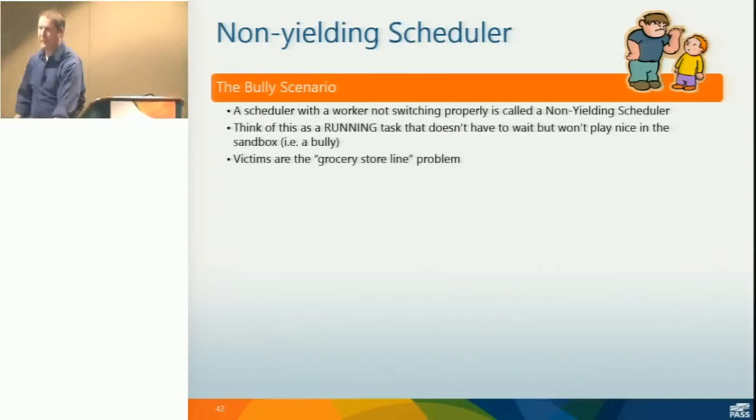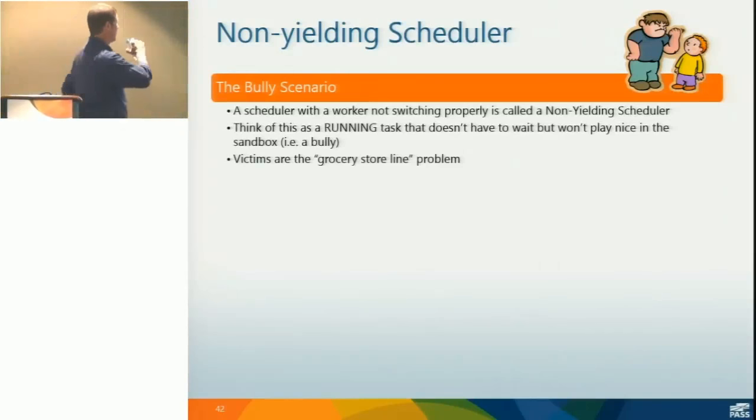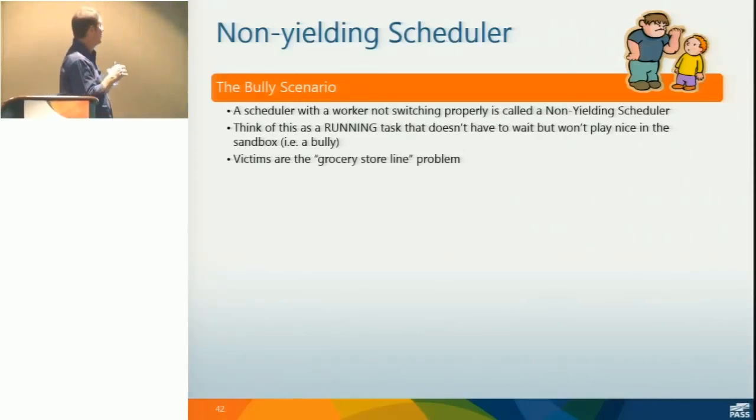I call it the bully. So if you have a scheduler with a worker that's not switching properly, remember we said we have to always switch, I call that a scheduler in a non-yielding state. You think of it as a running task, he doesn't have to do any waiting, but he's not playing well in our sandbox. He's being a bully.